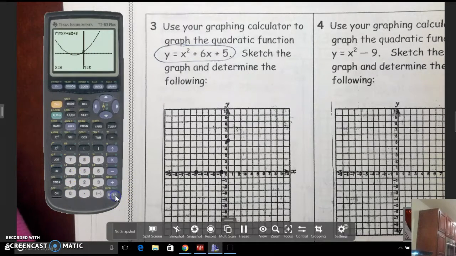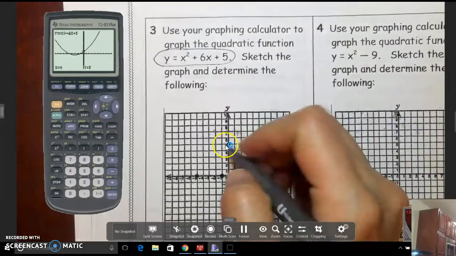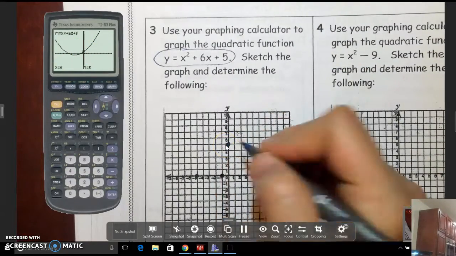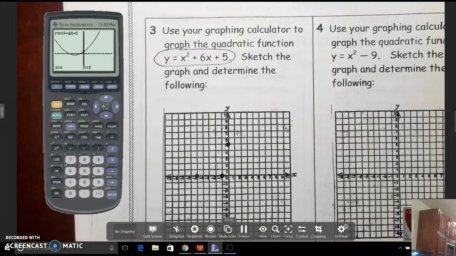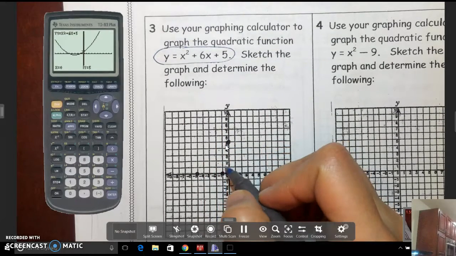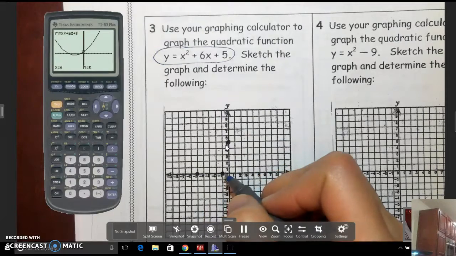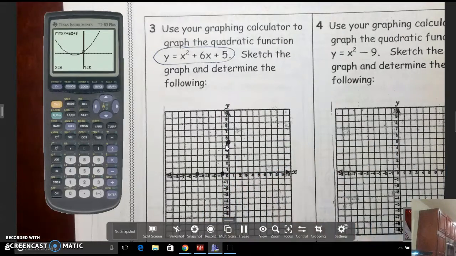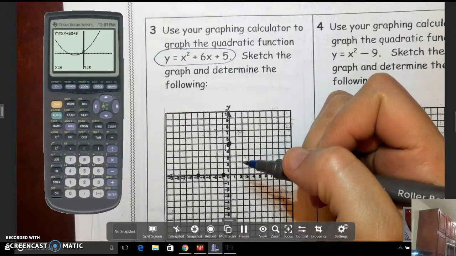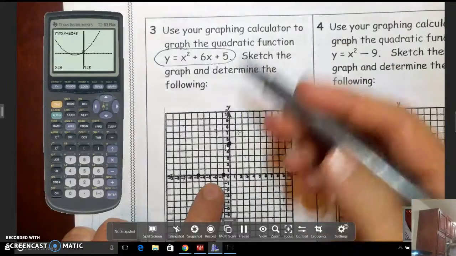Hit enter. Okay, so it gave me my y-intercept. Where x is 0, y is 5. So that's my y-intercept. That's another point I can put, which I already had because I had messed up and I redid it. So that's our y-intercept. We got our 2 x-intercepts. So now we can kind of graph or sketch this graph.